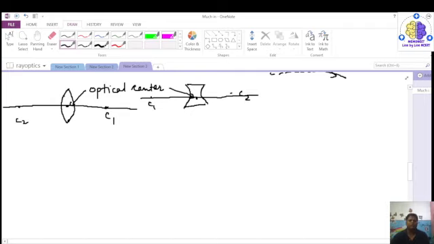Now this region is known as the aperture of the lens. Similarly here, this region is known as the aperture of the lens.